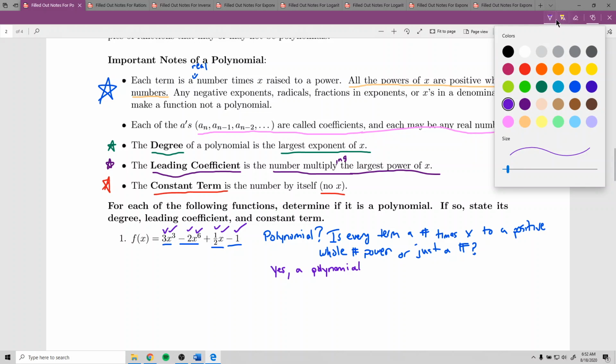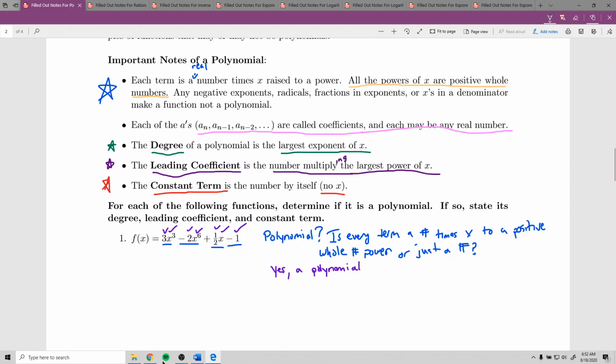Quadratic functions and linear functions are polynomials. All right, so the 3 questions, now that we do have a polynomial, what is the degree? Well, the degree is the largest exponent of x. So you see here the largest exponent of x is 6. What you don't want to do is look at the front and assume it's in the front. Sometimes it is, sometimes it isn't. So you have to look through all of them.